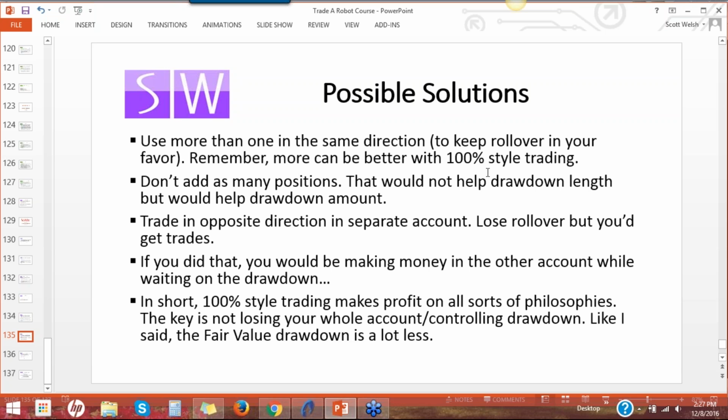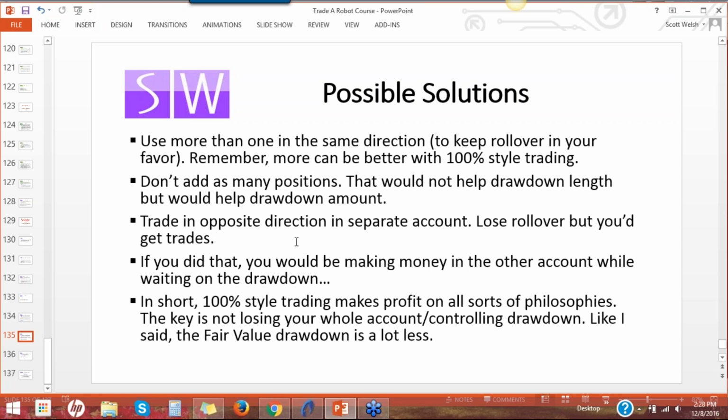More can be better when you're trading 100% style. More kind of bothers me when you're day trading, right? Don't add as many positions. I got in 4 extra times. Maybe you should get in only 1 extra time, right? Maybe. That would not, though, help your drawdown length, but it would lower your drawdown, right? The less you get back in, the less the drawdown. But it also takes longer to get out of trouble. Or you could trade in an opposite direction in a separate account. This type of robot wouldn't work great if you went long and short in the same account. Plus, it's just good to separate your money.